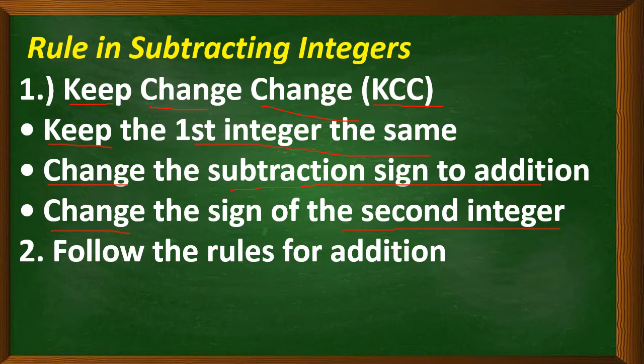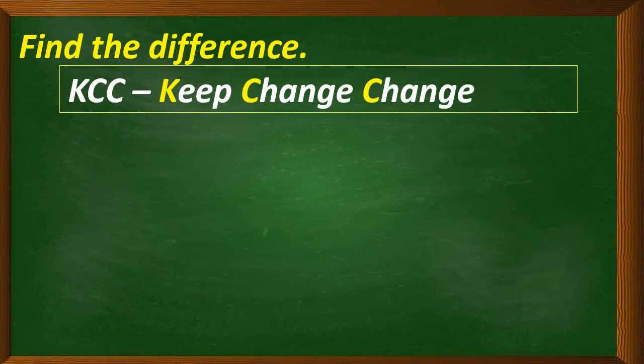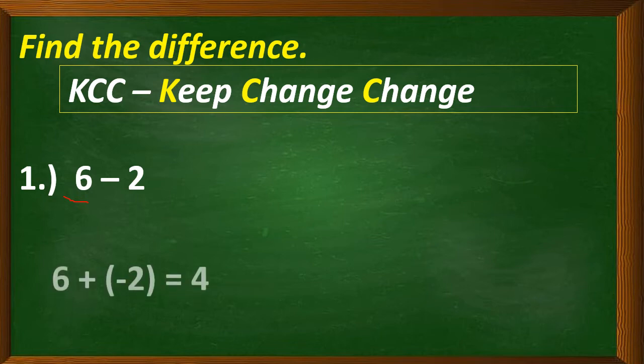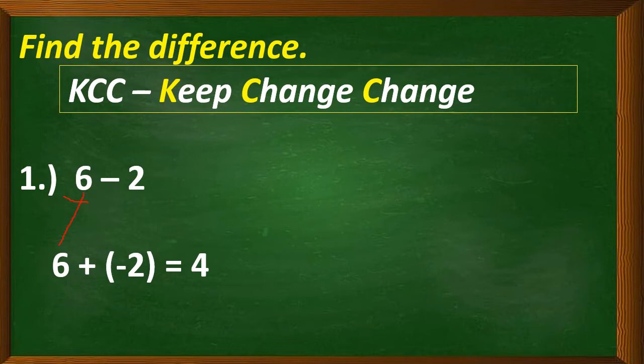Let's begin with the first example. 6 minus 2. Keep the first integer. So copy 6, change the operation to addition, and change the sign of the subtrahend. Positive became negative. Apply the rule in addition.